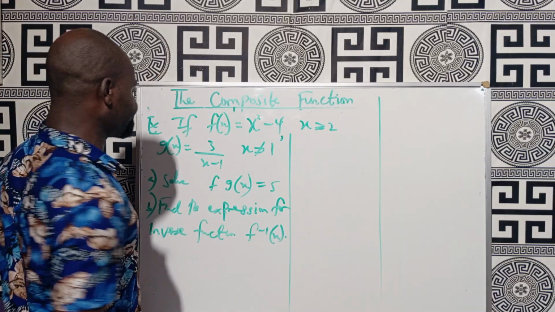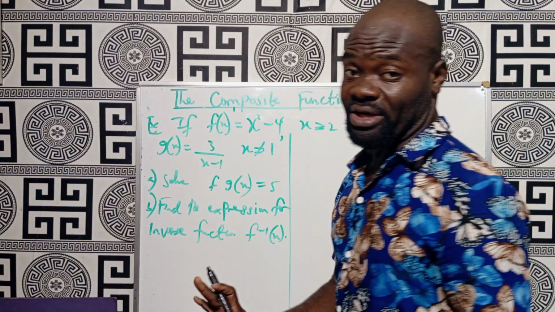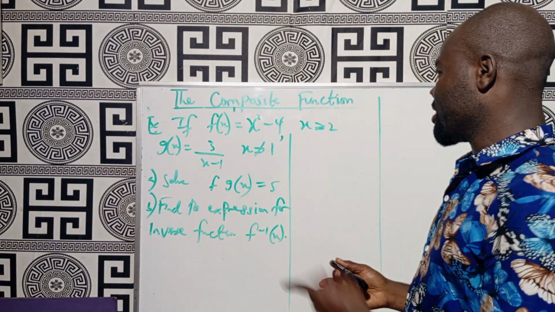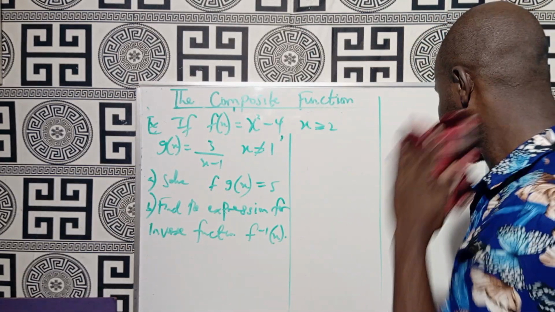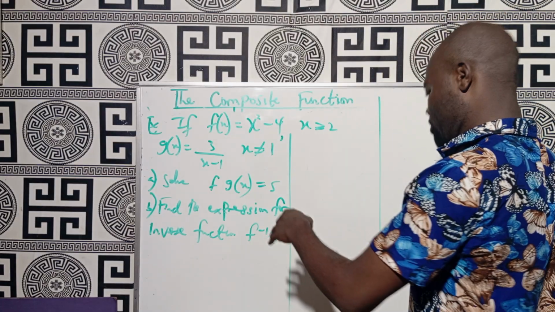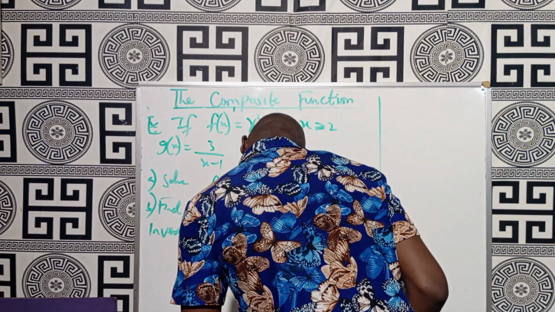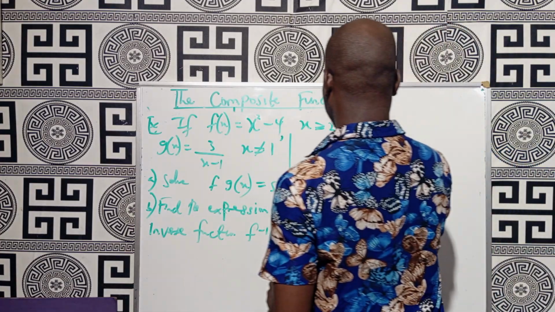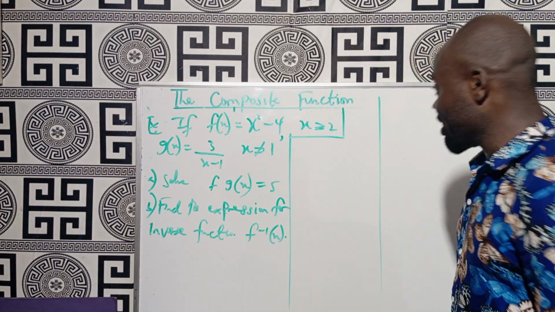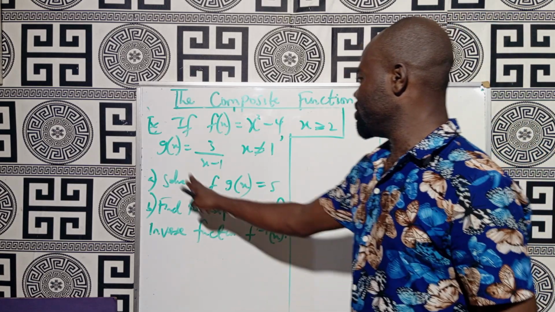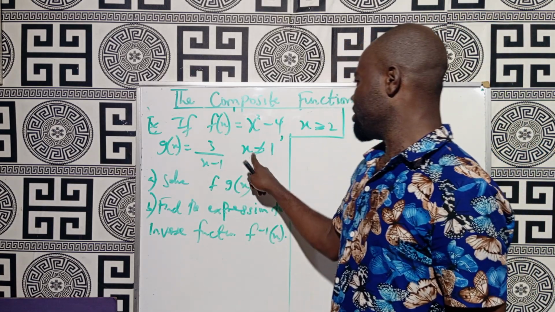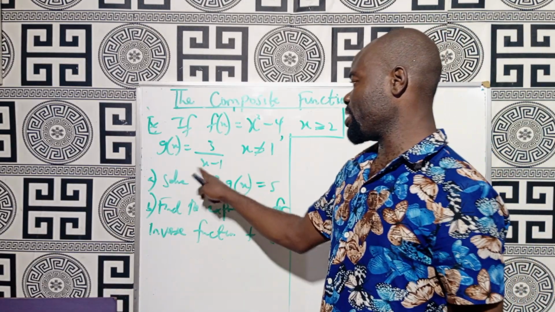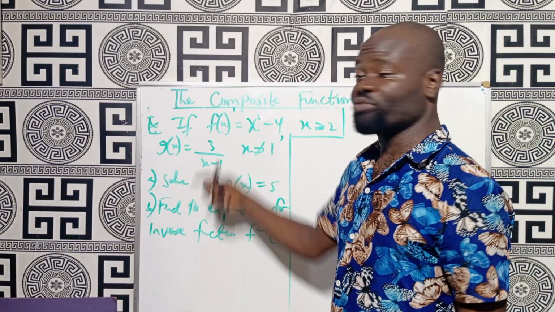So this is the question. Don't panic. It's very simple and easy. Let's see. Now, your f of x is this. Your g of x is this, where x is not equal to 1. That's the condition, because x must not be 1 here. If x is 1 here, it's undefined.